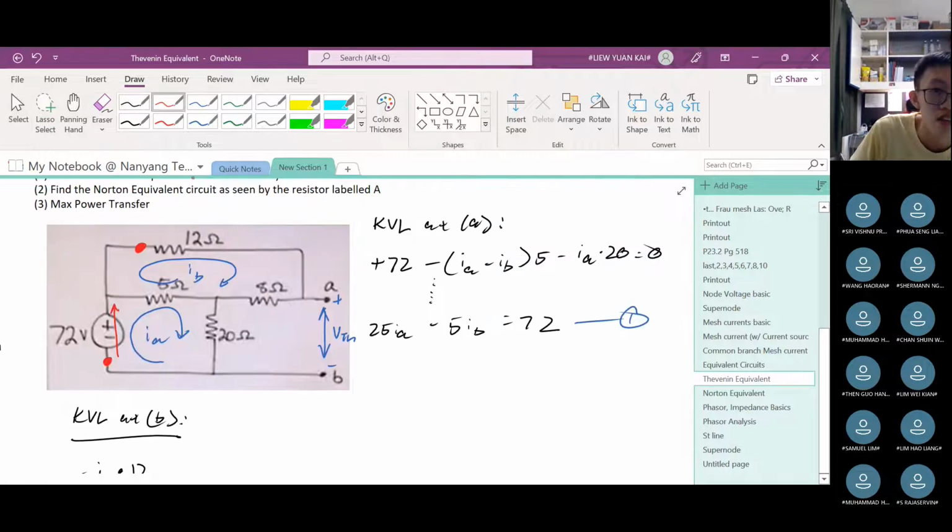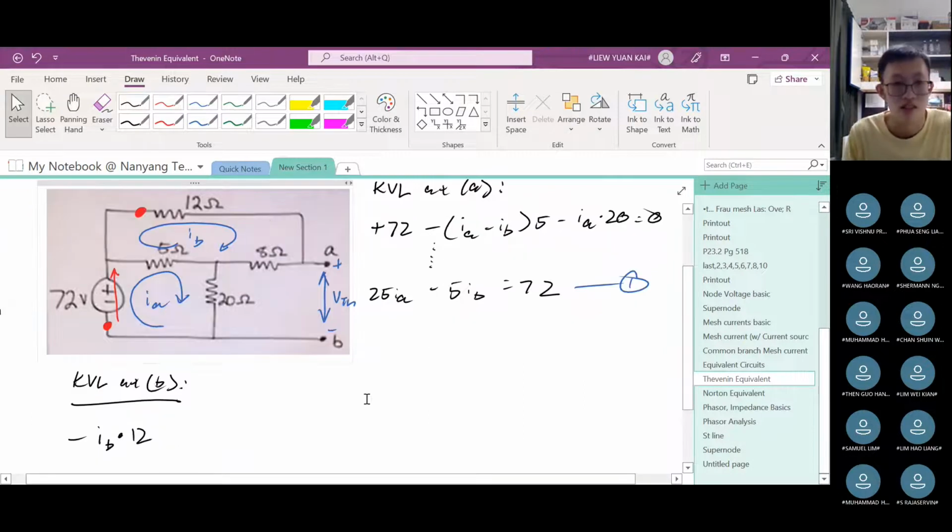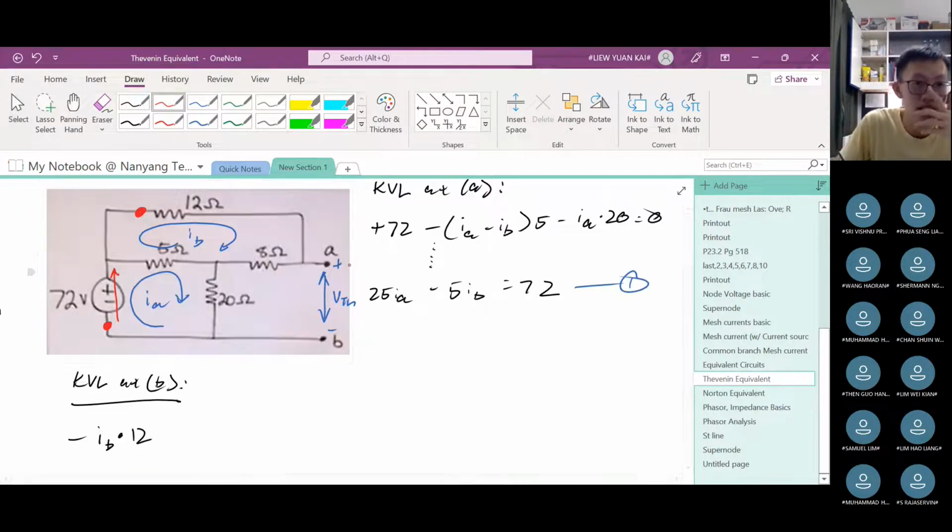Next, I go through, where am I? I go through this already. Now I go through the 8 ohm. So minus IB times 8. Then, now, when I go through here, the current is not only IB, it is IB minus IA because it's between the mesh A and mesh B. So it's IB minus IA. So minus (IB minus IA) times 5 equals to 0, right?